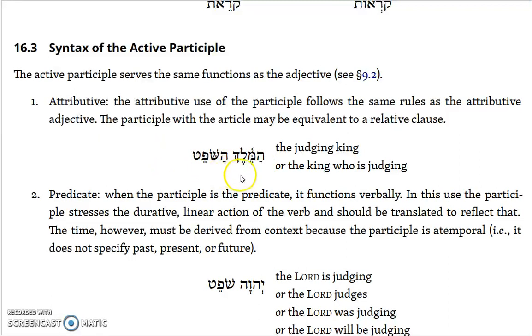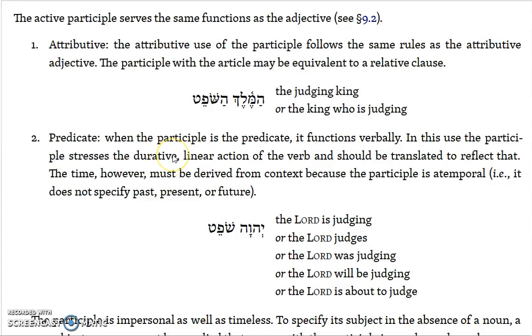Now, if it were Hamalka, the queen, then it would have to be the Shofetet with a feminine participle. But then you can use it as a predicate adjective. So you could say the Lord is good, Adonai Tov. Well, you can also say the Lord judges by saying is one who judges, Adonai Shofet.